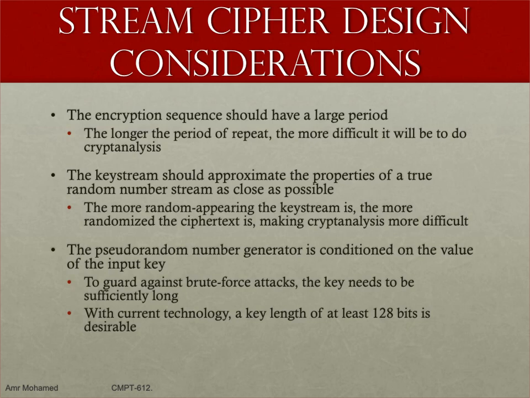So the longer the period of repeat, the more difficult it will be to do cryptanalysis, because cryptanalysis works on the predictability of the sequence. After a huge amount of trials, you will start to have, for example, more ones than zeros. You will start to have some repeated patterns, and that will break the properties of the true random source.